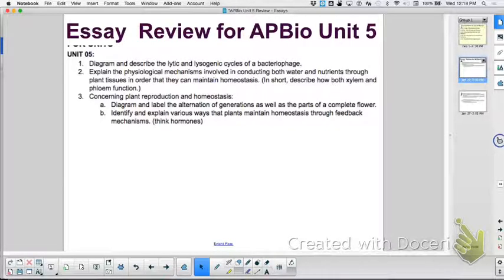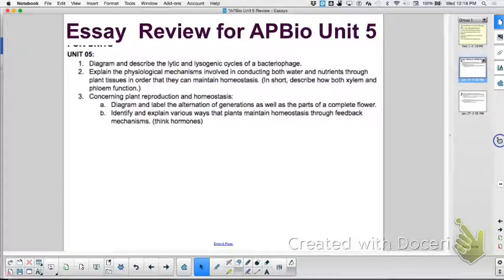The first one says to diagram and describe the lytic and lysogenic cycles of a bacteriophage. That's a specific type of virus, okay? And what do they infect? Bacteria. When you do a diagram, on the AP exam diagrams are only supplemental, but I often have you do diagrams because I can tell whether you understand it or not, and it's faster for me to grade.